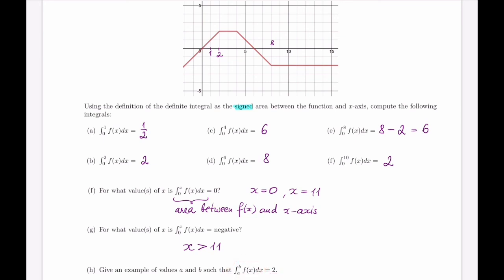So all I have to do is find a chunk on the graph where I can read off the values of a and b so that the area enclosed in between them, between the graph and the x-axis, is actually equal to 2. Now I can cheat a little bit and notice that, for example, one of the integrals here was equal to 2, so I can simply take that as my example. The integral between 0 and 2 is equal to 2. So if I go from here all the way to 2, then the area covered is going to equal 2.